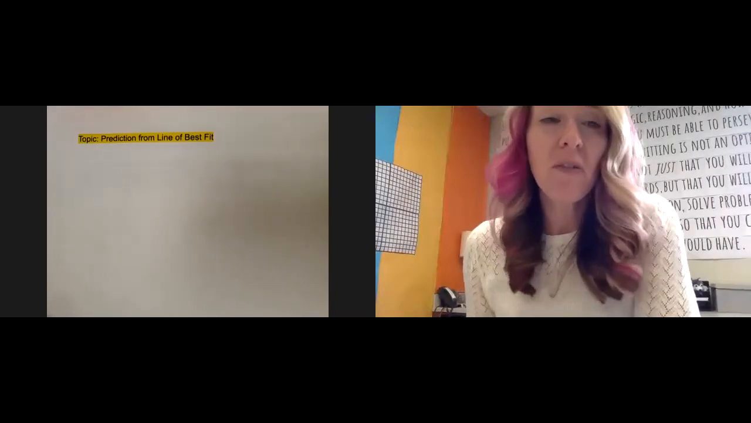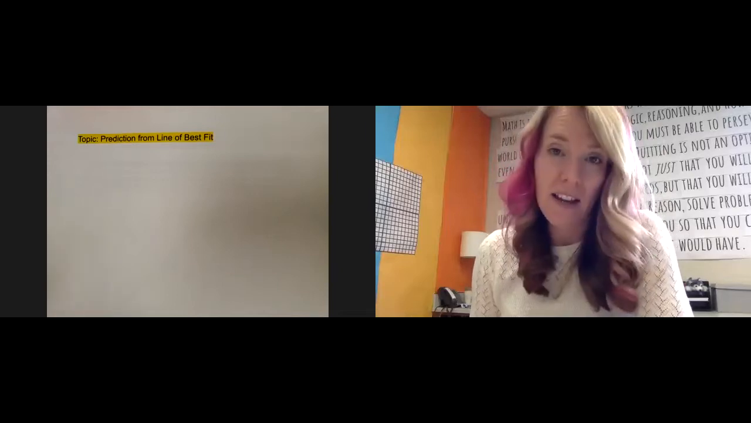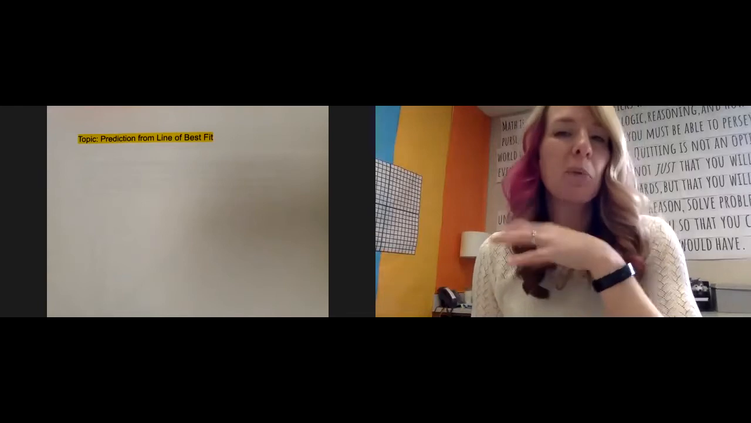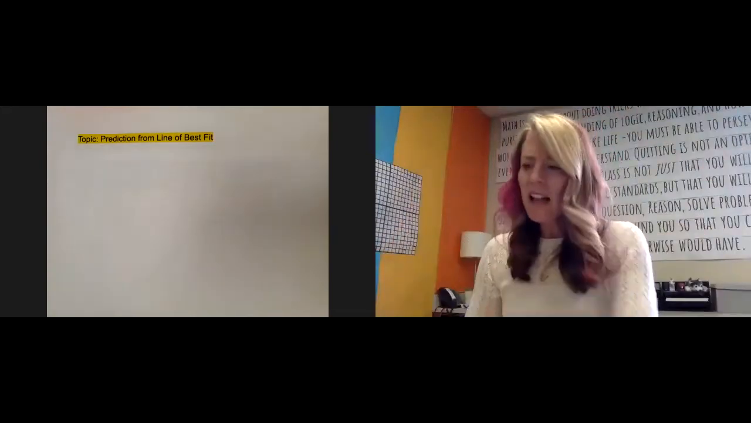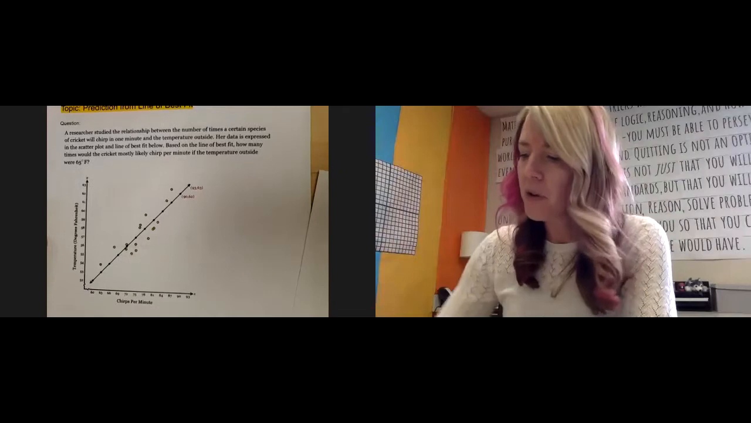This Delta Math topic is about prediction from a line of best fit, which is basically saying we've got a scatter plot, because in the real world, data is kind of all over the place, but we see trends, right? So that's a scatter plot. Scatter data, scatter all over the place. And we want to take that information and make a straight line cutting through. So here's an example of that.